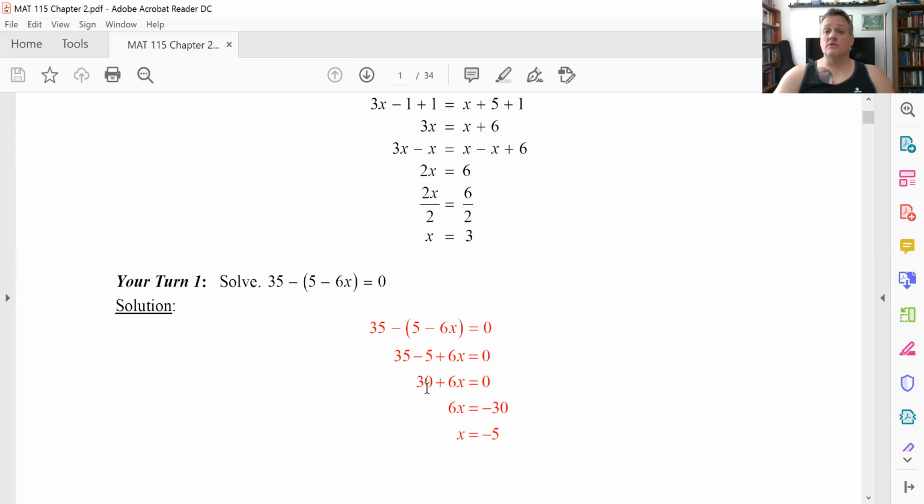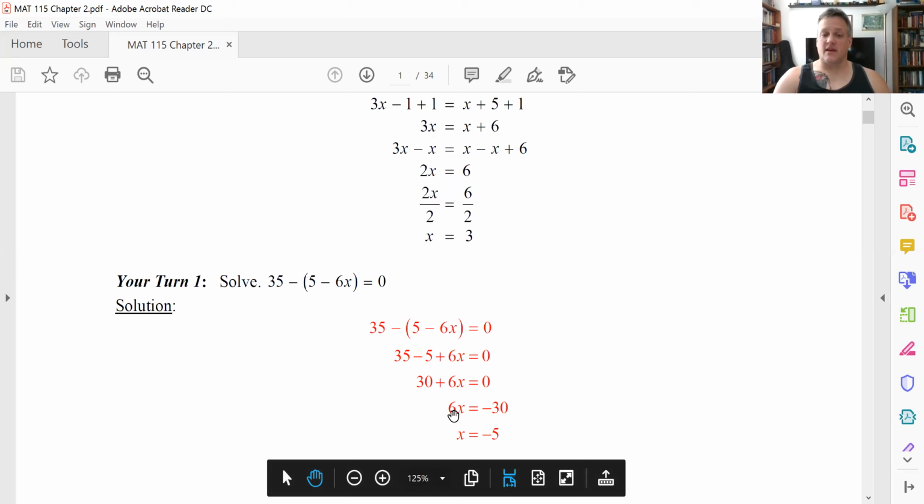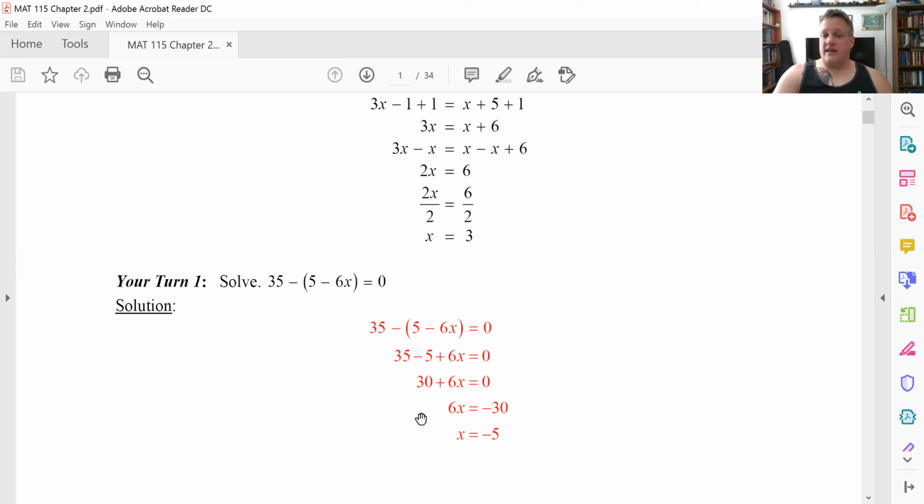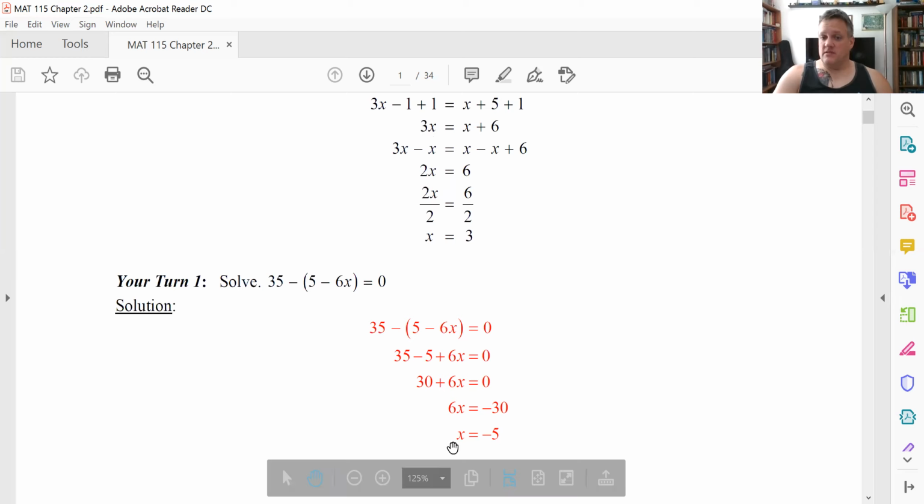So I'm just going to choose one of these to move to the other side. Let's say I'll move the 30 to the right. I do that by subtracting 30 from both sides. That gets rid of that 30, leaving only a 6x on the left, and now a negative 30 on the right. If I now divide both sides by 6, I get the value of x equals -5 as the solution.